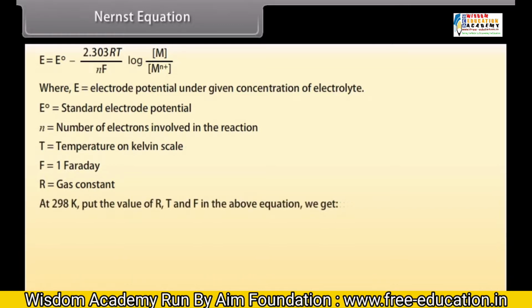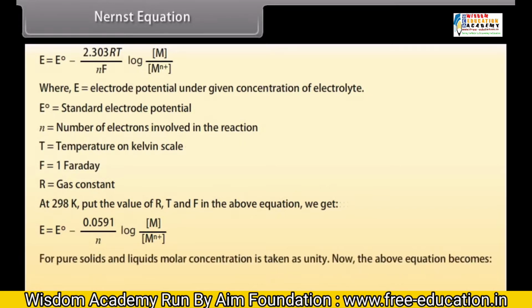At 298 Kelvin, put the value of R, T and F in the above equation. We get E is equal to E naught minus 0.0591 upon n log M upon M ion. For pure solids and liquids, molar concentration is taken as unity. Now, the above equation becomes E is equal to E naught minus 0.0591 upon n log 1 upon M ion.